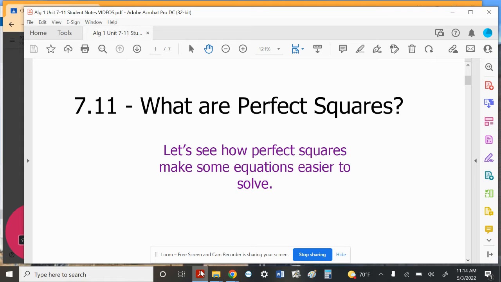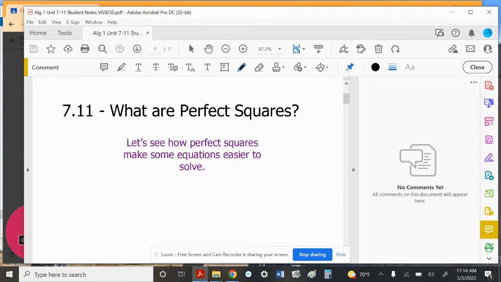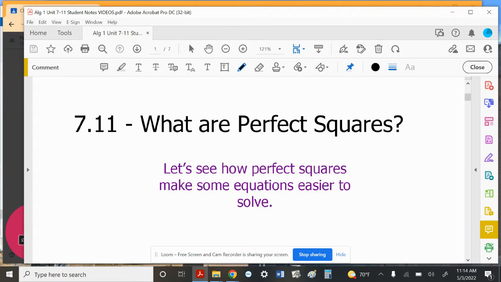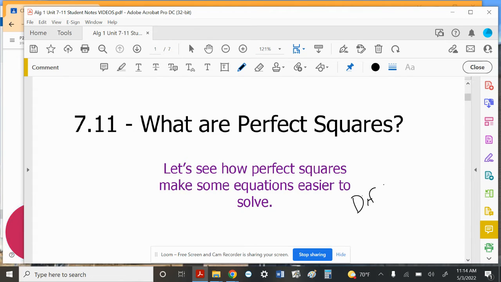Let's move into another section, which is 7.11, and look at what perfect squares are. Perfect squares are another way of factoring quickly, a little different than difference of squares. If you remember, with difference of squares there were some important things we had to note. The number in front of the x and the number that's all by itself have to be squares, and this has to be negative.